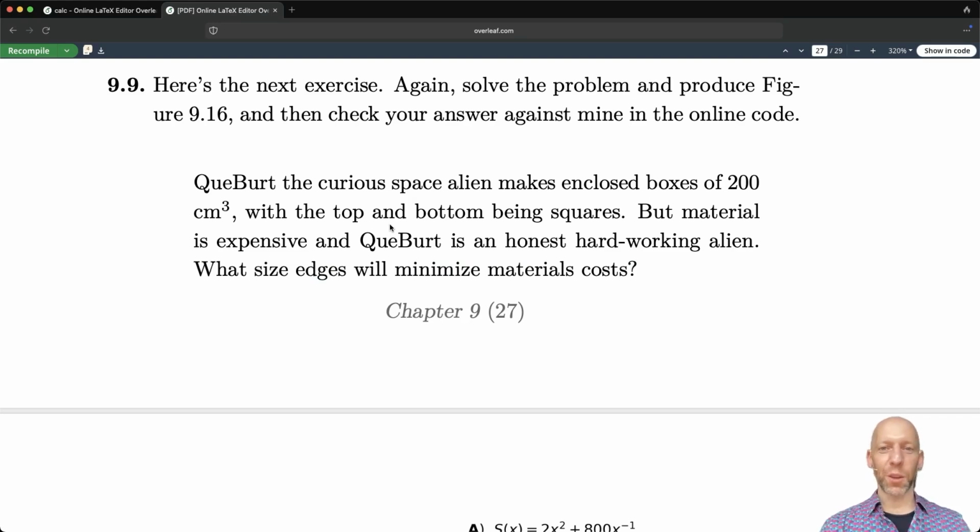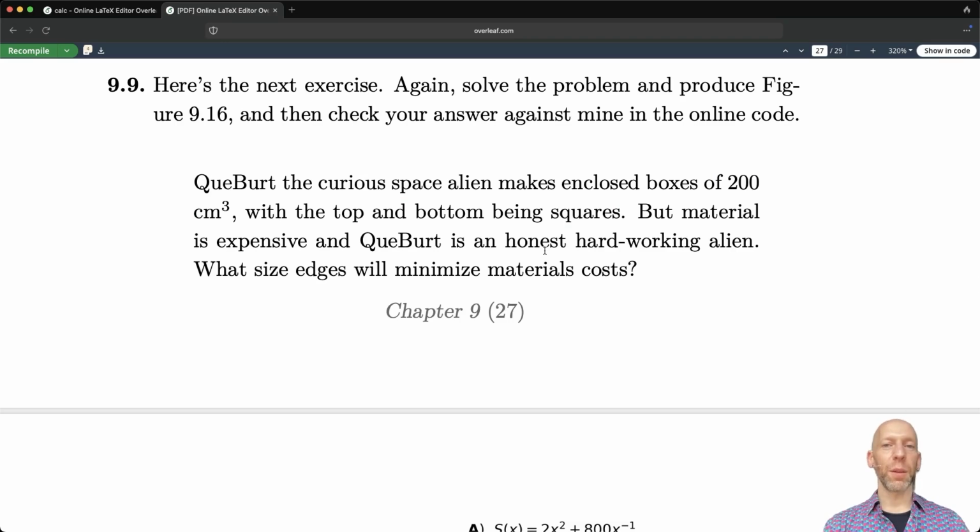Okay, so Qbert makes enclosed boxes of 200 cubic centimeters, and the top and the bottom are squares. This information is giving us some constraints to work with that will help us define the function. Material is expensive, and Qbert is an honest, hardworking alien. So the question is, what size of the edges for the cube will minimize the material's costs.